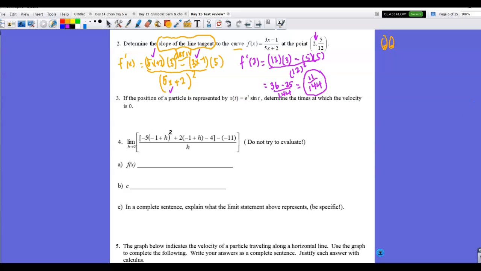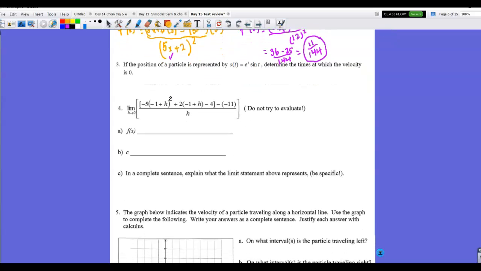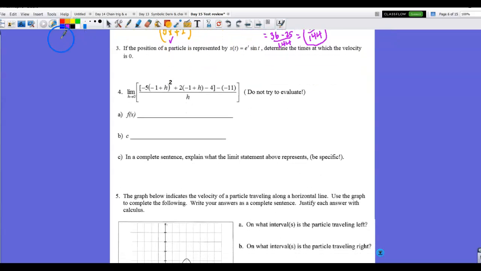In number 3, what's going on there? Let's scroll this down a little bit. Reading is the important thing. If the position of a particle is represented by, so here's my position function. Ooh, I see a squishy product. I hope your math eyes see a squishy product. Determine the times at which the velocity, so I'm going to need velocity, is 0. Velocity, read, is, translate, 0.